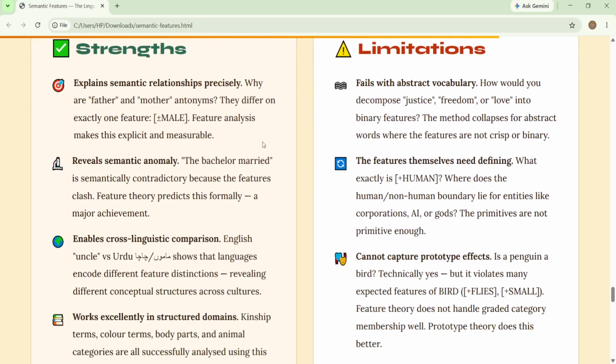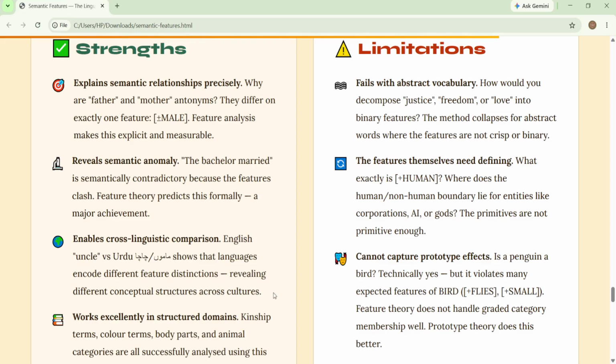So here we are. Strength: explains semantic relationships precisely. So here it is: boy or father and mother are antonyms that differ on exactly one feature, that is male. Feature analysis makes it explicit and measurable. Another strength is that it reveals semantic anomaly. The bachelor is married is semantically contradictory because the features clash. The feature theory predicts this, formally a major achievement.